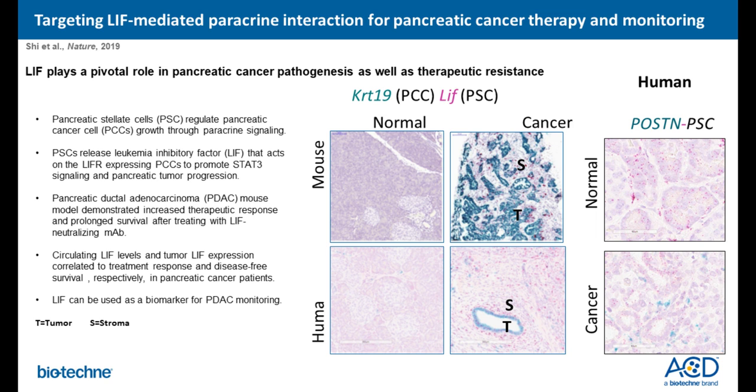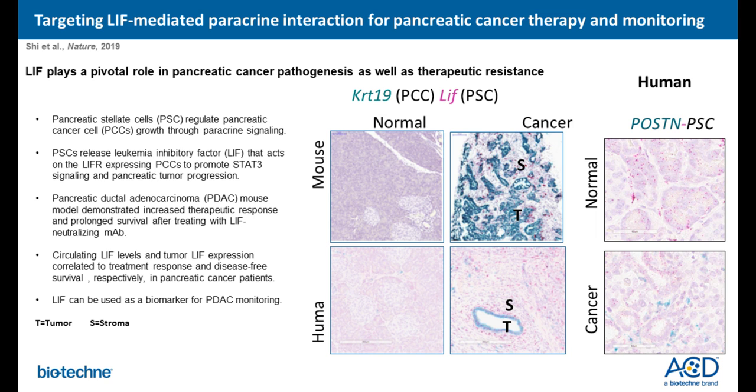Now, this is an example of how researchers have used this dual ISH-IHC or dual ISH-IF workflow for their research. This paper, published in Nature last year, utilized the RNAscope duplex and multiplex assays to study the effect of LIF, or leukemia inhibitory factor, in promoting pancreatic cancer growth.